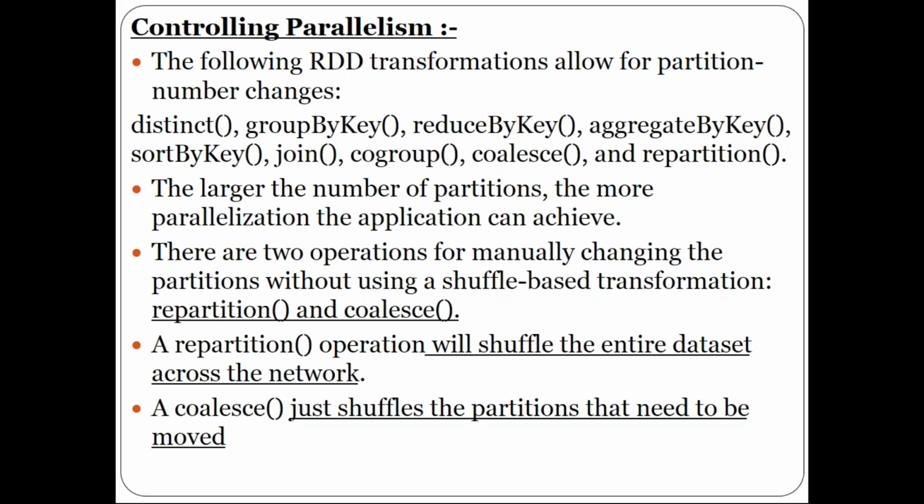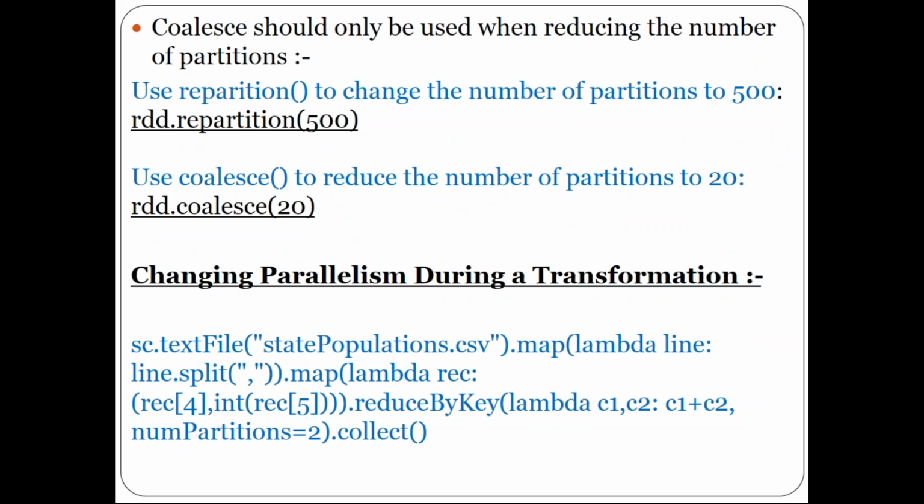This partition for this data element, now both of you uncouple, and this partition goes and couples with other data elements. It is not changing the data elements there. The partition is changed in coalesce, but repartition is also changing the data element across the network. That's what it is. Now, coalesce should only be used when reducing the number of partitions.